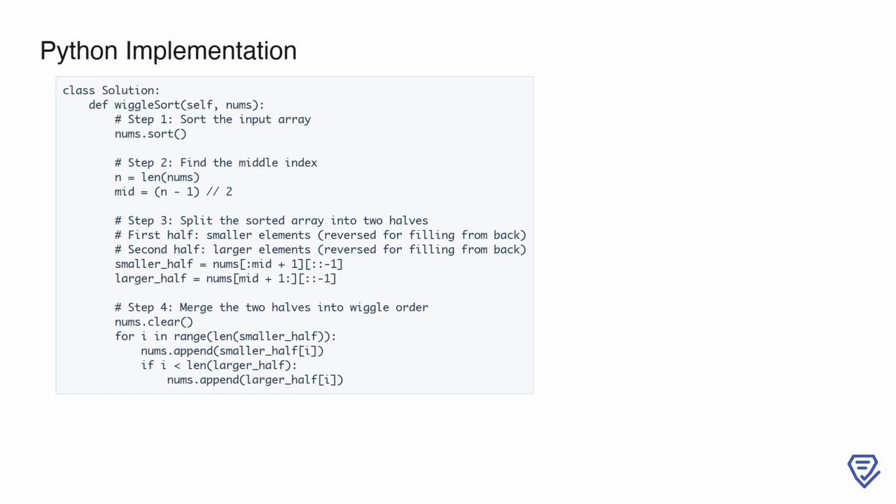5. Edge cases. The algorithm handles arrays of odd and even lengths seamlessly due to the careful division of the array into reversed halves. The alternation ensures the wiggle condition is met. This approach uses O(n log n) time for sorting and O(n) space for the reversed halves. The implementation is both efficient and easy to understand.